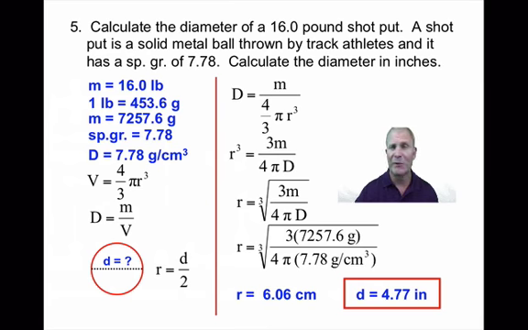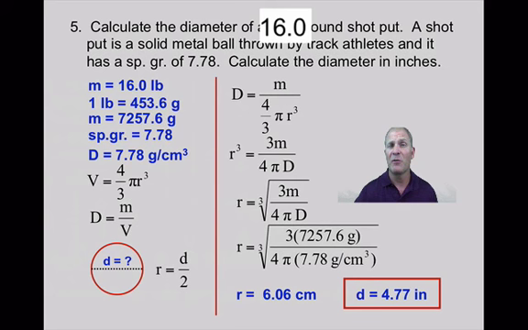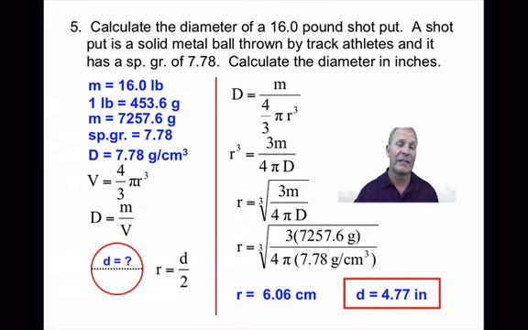Going from centimeters to inches, we know that there are 2.54 centimeters in an inch, so you're going to divide by 2.54, and you actually get your diameter in inches. Again, 3 sig figs. Going back up to my original values, I'm not going to look at specific gravity, which is universally accepted. I will look at my 16.0 pounds, so it's 3 sig figs, therefore my answer has 3 sig figs.